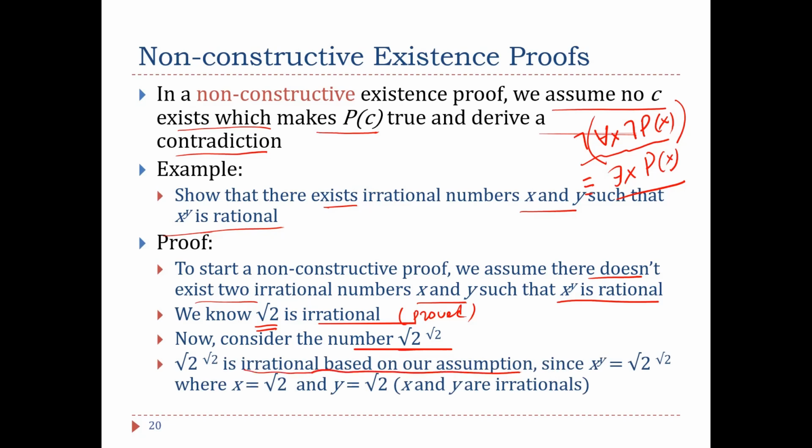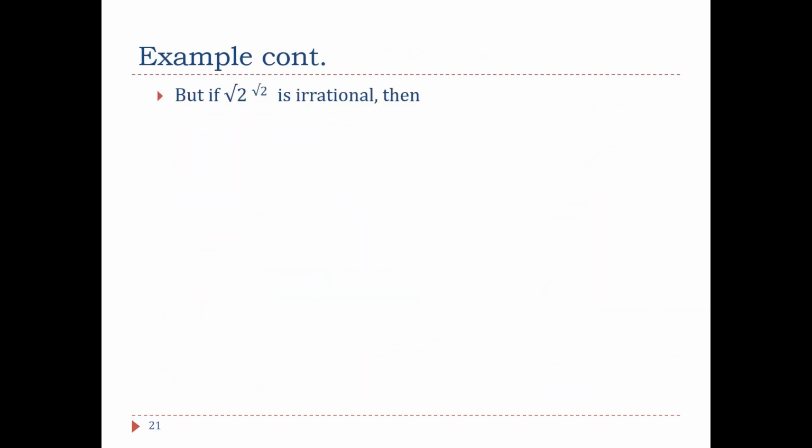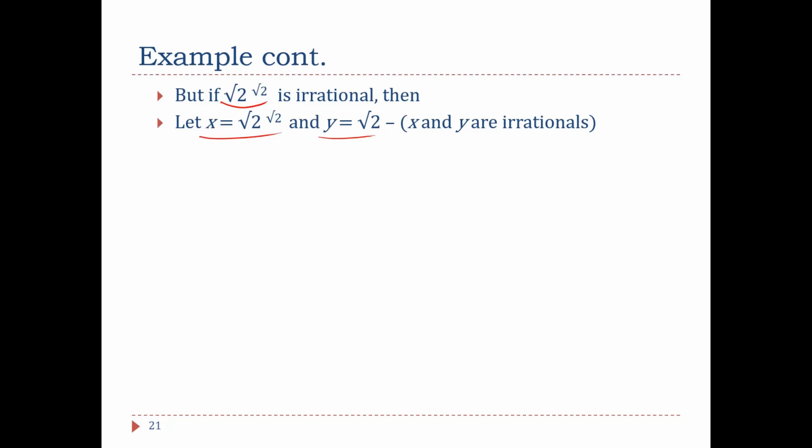Okay. So since x to the power y is equal to square root of 2 to the power square root of 2, if we take x and y to be equal to square root of 2, and since x and y are irrational, then necessarily, according to our assumption, their power must also be irrational. Now we can use, in this case, x equal to square root of 2 to the power square root of 2, and y being equal to square root of 2 simply. Since both of them are irrational, then x to the power y, according to our assumption, must be irrational.